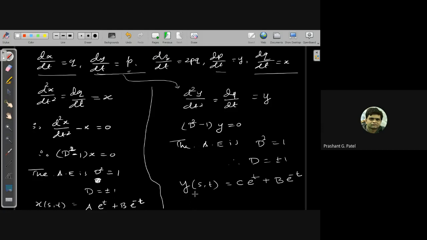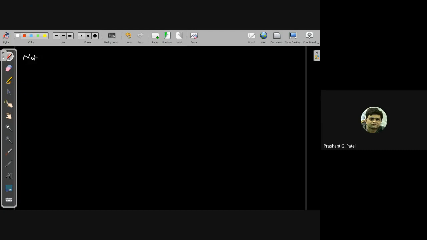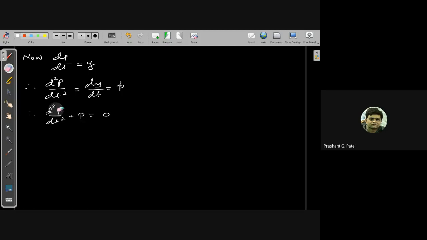Now we see what will be the values of p and q. I start with this equation: dp/dt equals y. So d²p/dt² will be dy/dt. But as per this, dy/dt is p. So this equals p. Therefore the equation is d²p/dt² minus p equals 0.